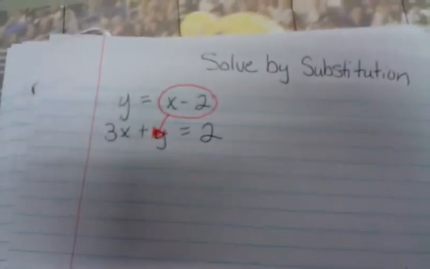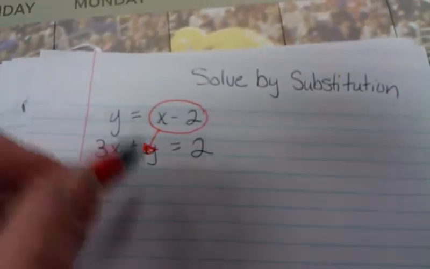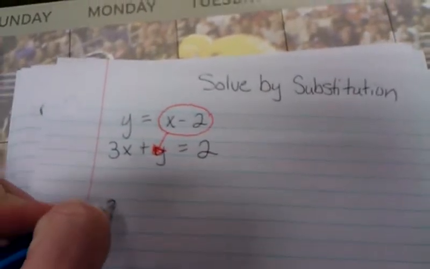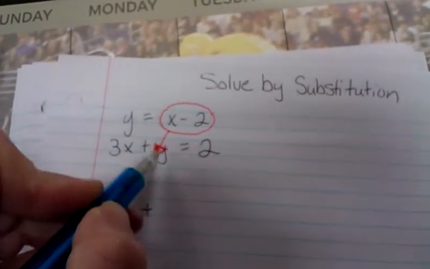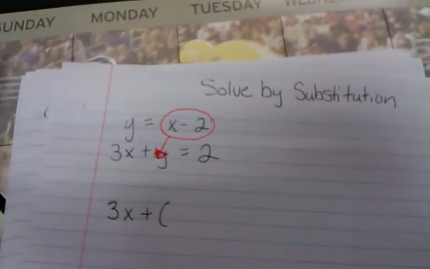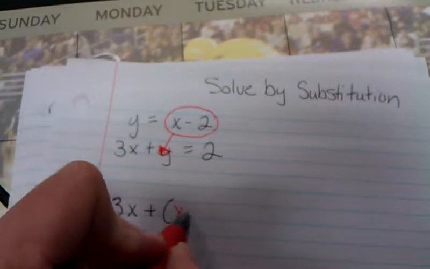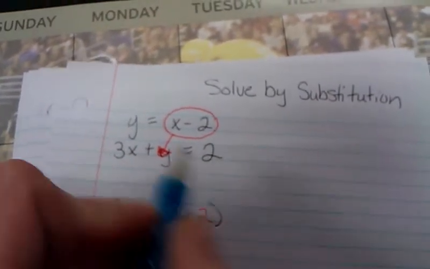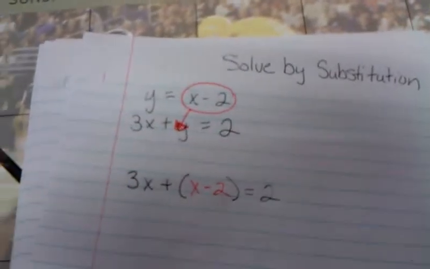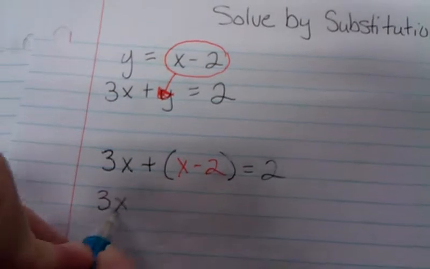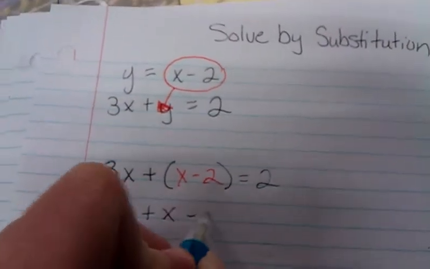Just like in a basketball game, when you substitute in for somebody, somebody has to come out. So as I rewrite this equation, I have 3x plus, now it used to be y. Y comes out, and instead I'm going to put in there x minus 2. And I finish the rest of the equation by putting equals 2. Now there's nothing in front of this parentheses, so all I'm going to do is rewrite it as 3x plus x minus 2 equals 2.